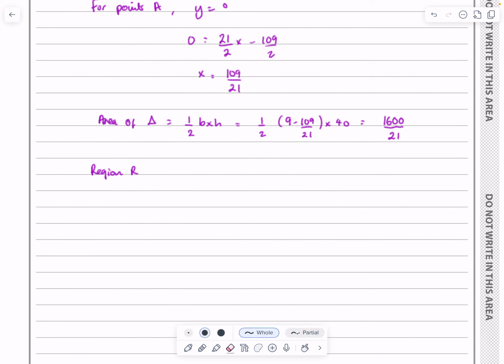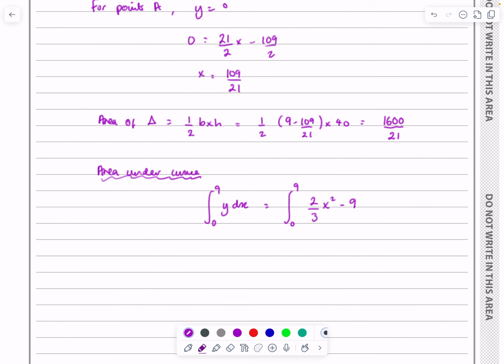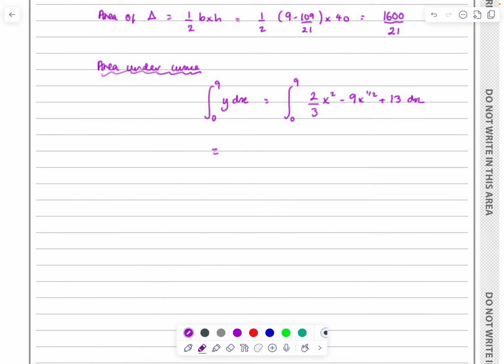in fact, before we even do region R, let's do the integral. We haven't done it yet. So the area under the curve is next. A lot of work on this one. The area under the curve was that integral between 9 and 0 of y dx, wasn't it? So that's the integral between 9 and 0 of 2/3 x squared minus 9x to the half plus 13 dx. Just be nice and patient with this. It takes a lot of time, but don't make any mistakes as we're going through.